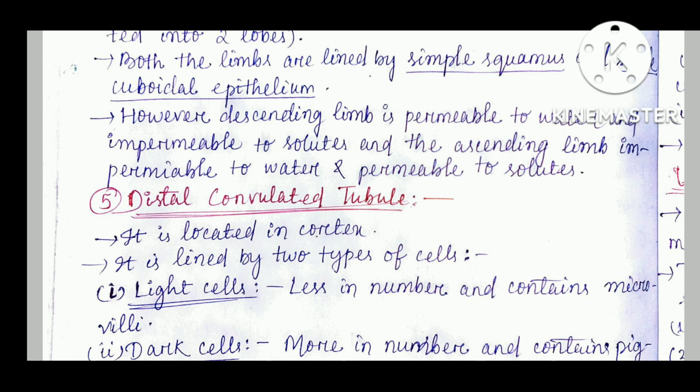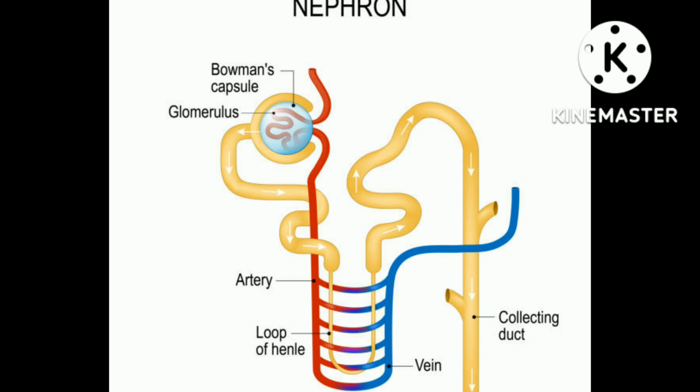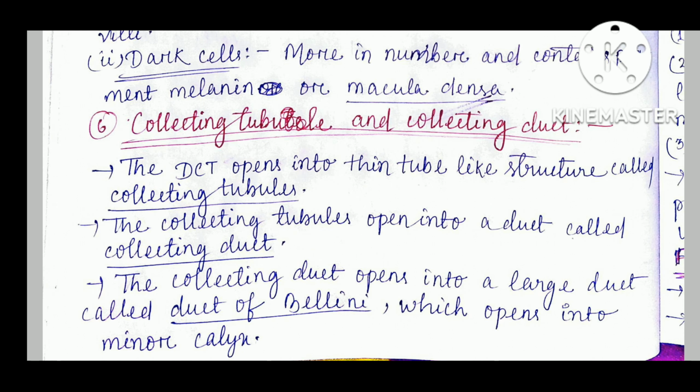permeable to solutes. Then the fifth one is distal convoluted tubule. It is located in the cortex, lined by two types of cells, light cells and dark cells. Light cells are less in number and contain microvilli. Dark cells are more in number and contain pigment melanin or macula densa.